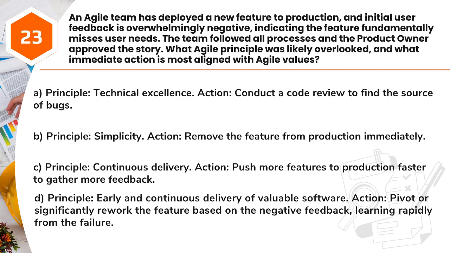A. Principle, technical excellence. Action, conduct a code review to find the source of bugs. B. Principle, simplicity. Action, remove the feature from production immediately. C. Principle, continuous delivery. Action, push more features to production faster to gather more feedback. D. Principle, early and continuous delivery of valuable software. Action, pivot or significantly rework the feature based on the negative feedback, learning rapidly from the failure.